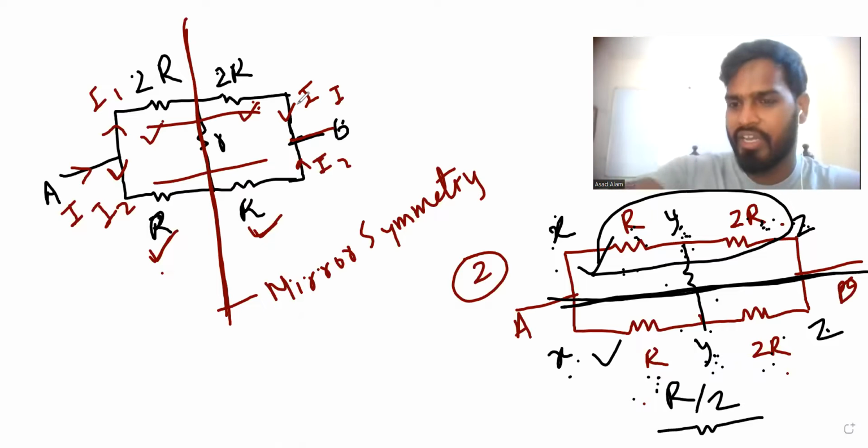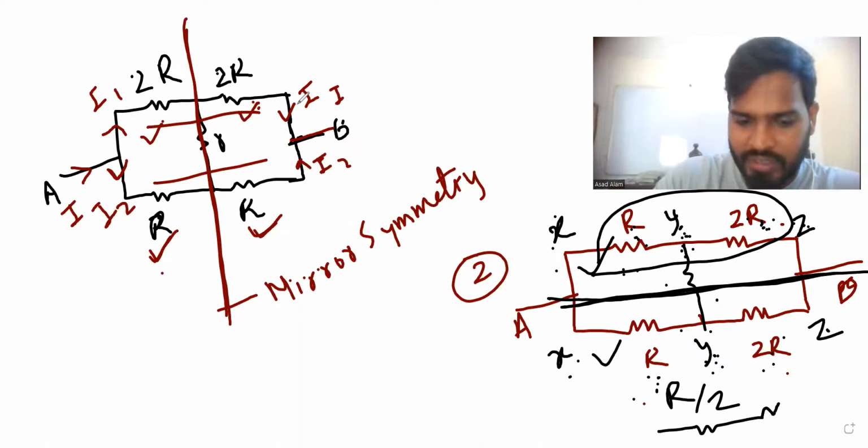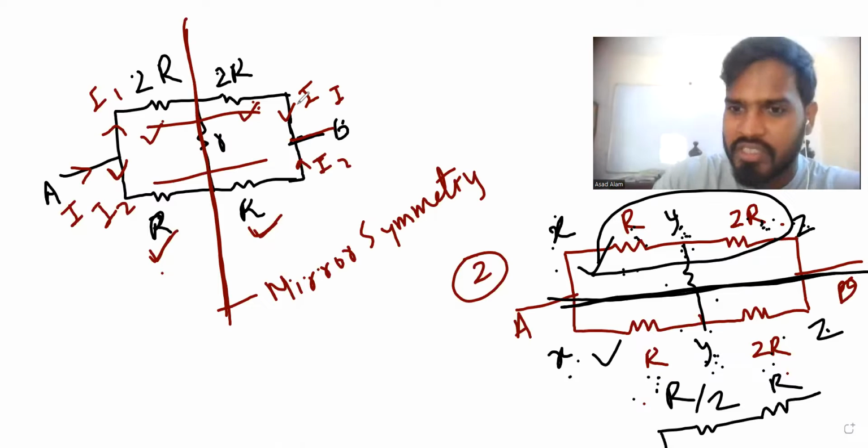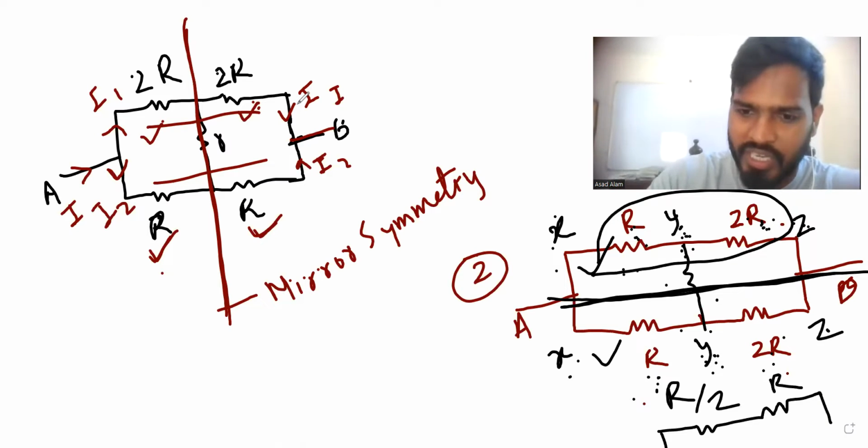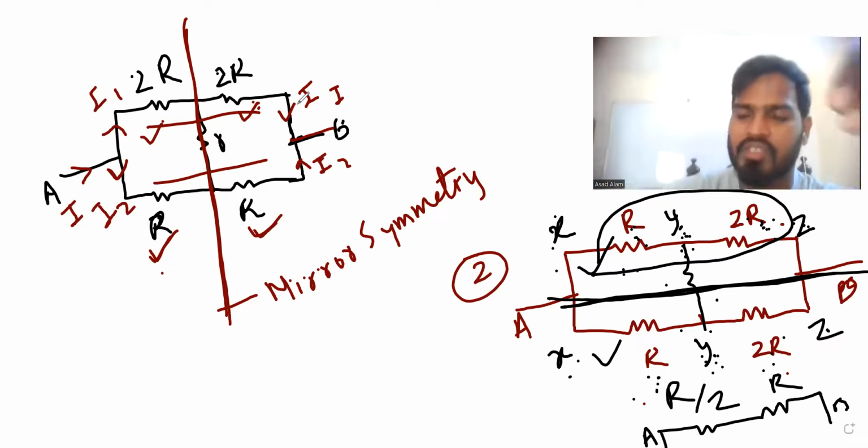Folding, no? This time folded. It is parallel to it. And then another is 2R, 2R. It becomes parallel. So this resistance is not there at all, right? Because it is between the same point, A and Y, we cannot write it. So this A, this is B. So you can solve it.